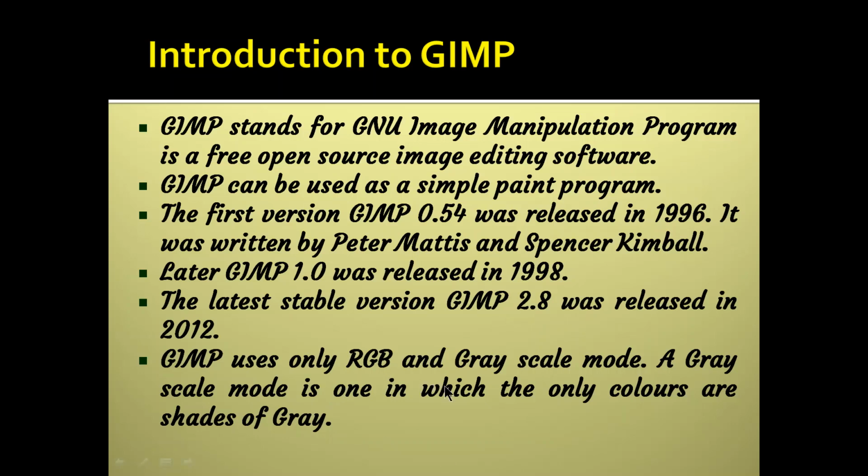Fine. GIMP uses only RGB or grayscale mode. It works in both the modes. Grayscale mode में भी आपकी pictures को appearance देता है and in RGB mode also. A grayscale mode is one in which the only colors are the shades of grey. As we already know, जो the black and white pictures होती हैं, they are always done in grayscale mode.